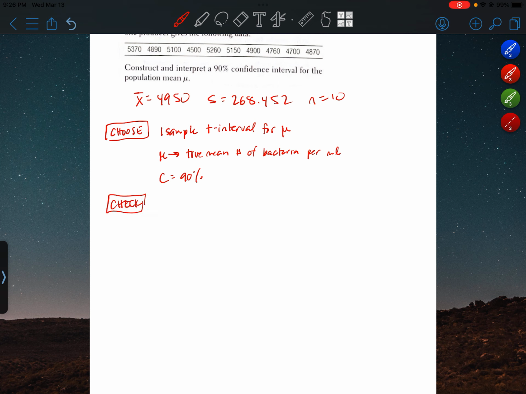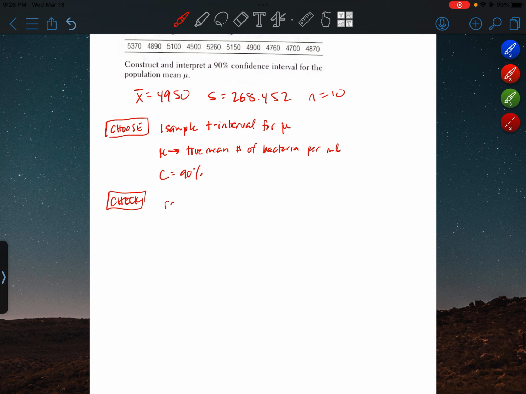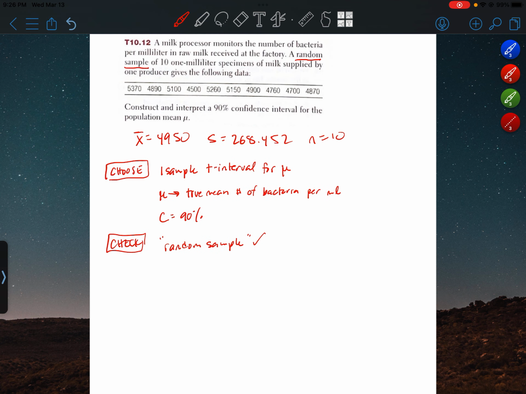Next we need to check our conditions, and there's 3 to check. Number 1 is random, and let's go back to the question, and it says right here, line 2 and 3, random sample. So I'm going to quote that, random sample, check. Now, the number of specimens they have is 10, which is probably going to be less than 10% of all specimens.